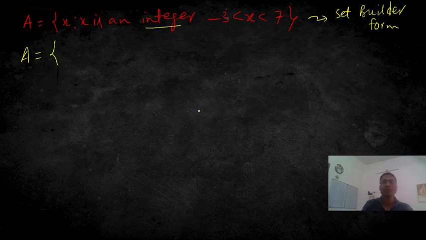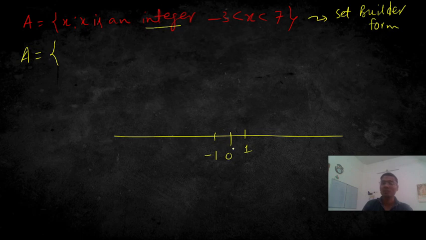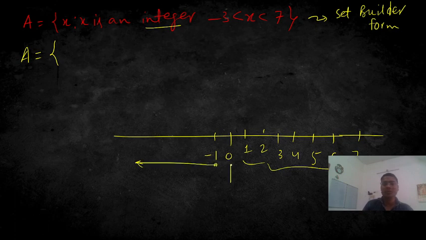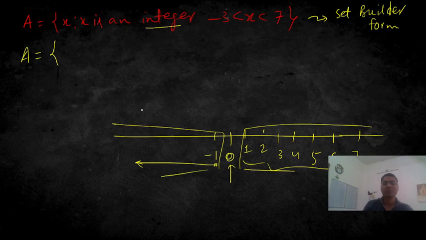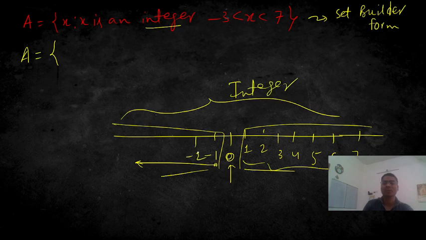So what are the integers? Integers are all the natural numbers as well as the negative natural numbers, including 0: 1, 2, 3, 4, 5. From here to here we have natural numbers, and from here to here we have negative natural numbers, and we include 0. So all the natural numbers plus all the negatives of the natural numbers plus 0 is called the integers. I'm just erasing it. I hope you got it.